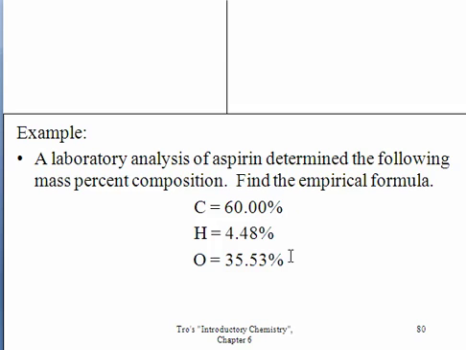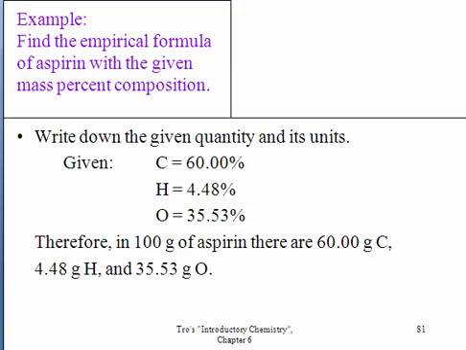So whenever we are given percentages, we always assume we have 100 grams because the amount doesn't matter, and it's so easy in this case to get our percentages to mass. If I have 100 grams, then 60% of it is 60 grams. If 4.48% of 100 grams is hydrogen, then there's 4.48 grams. So we always just change our percentages directly to grams, maintaining our sig figs.